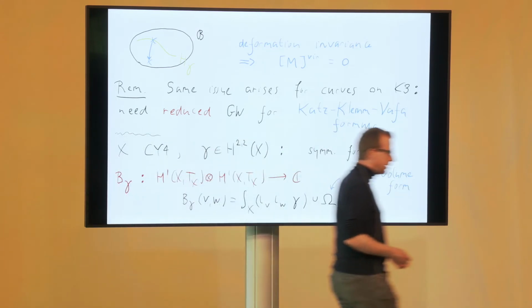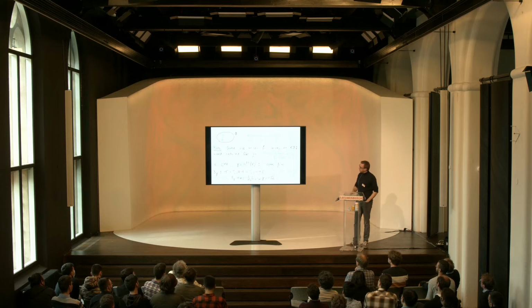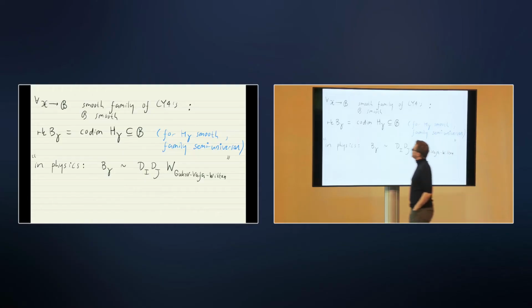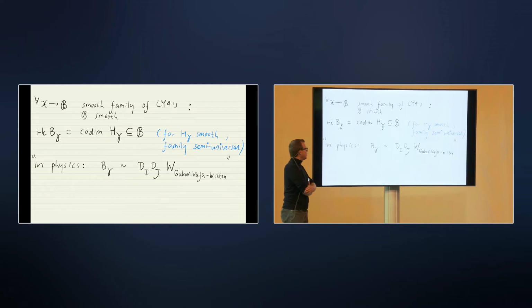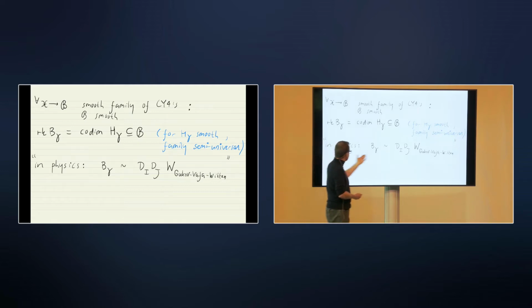It has some interesting appearances both in physics and mathematics. The mathematical interpretation is that if you have a smooth family of Calabi-Yau fourfolds over a smooth base, then the rank of this bilinear form is the codimension of the Hodge locus inside of the base. To be precise, I'm assuming here that the Hodge locus is smooth and all the Kodaira-Spencer maps in the base are isomorphisms. This bilinear form also seems to appear in physics, where it's the double derivative of the Gukov-Vafa-Witten superpotential.